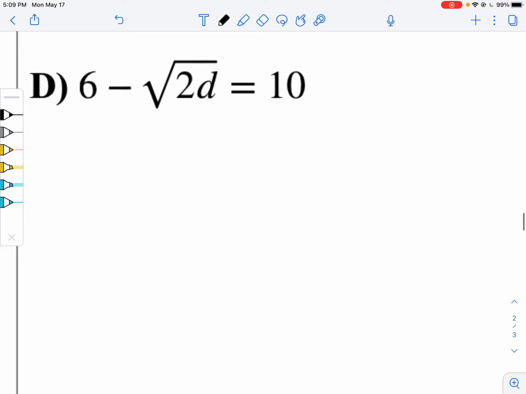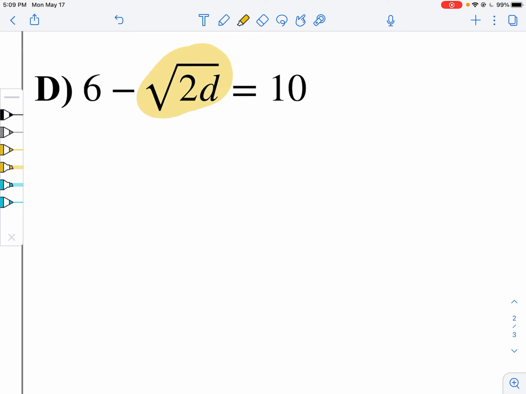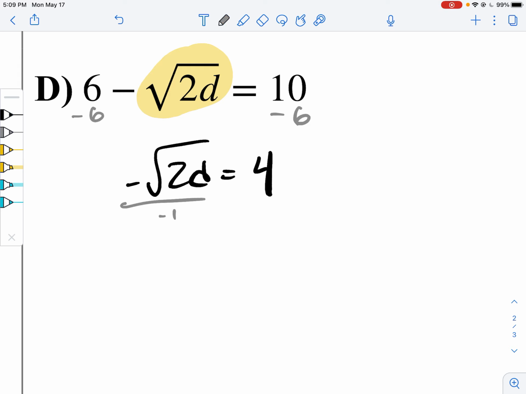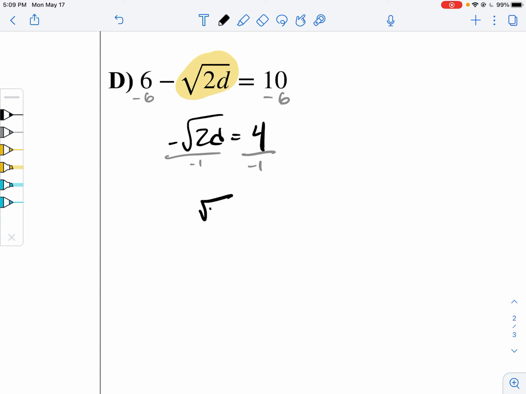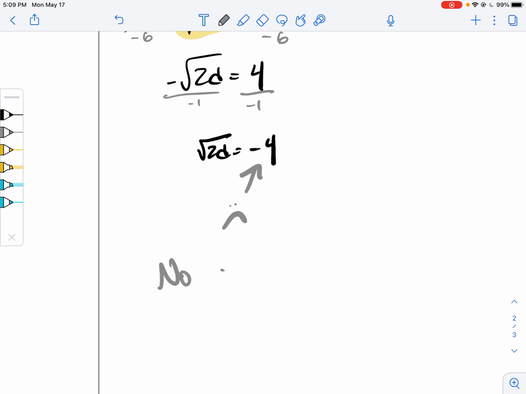Let's find out here. Well, before we square, we need to get the radical all by itself. So I'm going to subtract 6 from both sides. And we get negative the square root of 2d equals 4. And then we divide by negative 1. We could have multiplied by negative 1, but that's the same thing, so whatever. The square root of 2d equals negative 4. Guys, square roots are not negative. This has no solution.